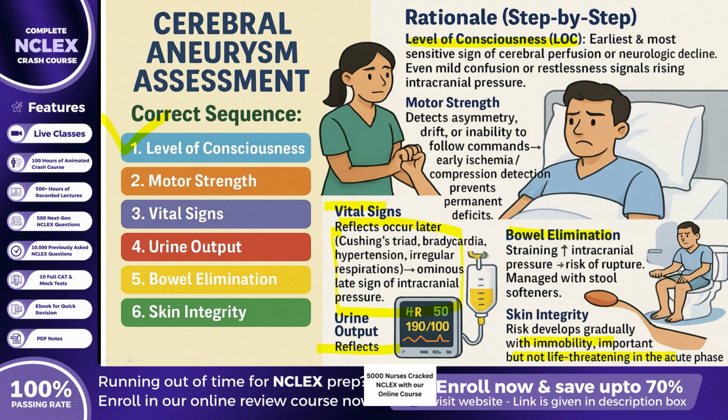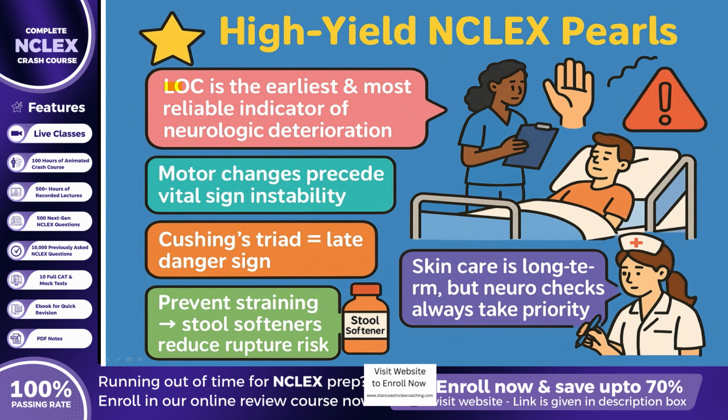Before we conclude, let us highlight some high-yield pearls for NCLEX success. Always remember that level of consciousness is the earliest and most reliable indicator of cerebral perfusion. Motor changes often occur before vital sign instability. Recognize Cushing's triad as a late and ominous sign of rising intracranial pressure. Prevent straining during bowel movements through stool softeners to avoid sudden increases in pressure. And although skincare is vital for long-term recovery, neurologic assessments always take precedence.